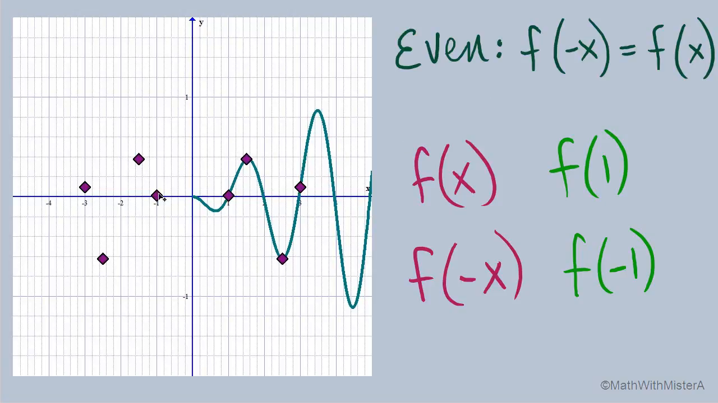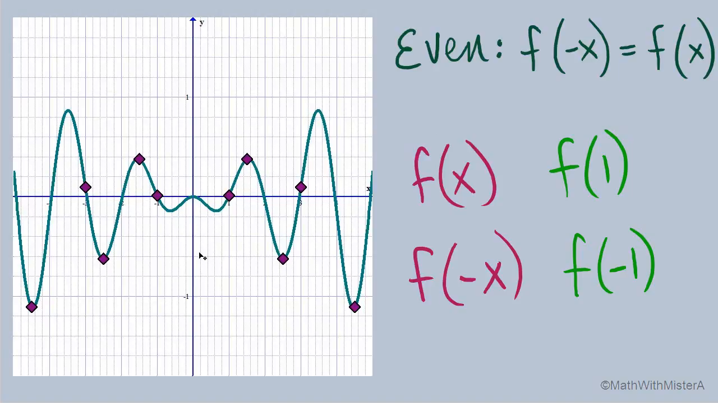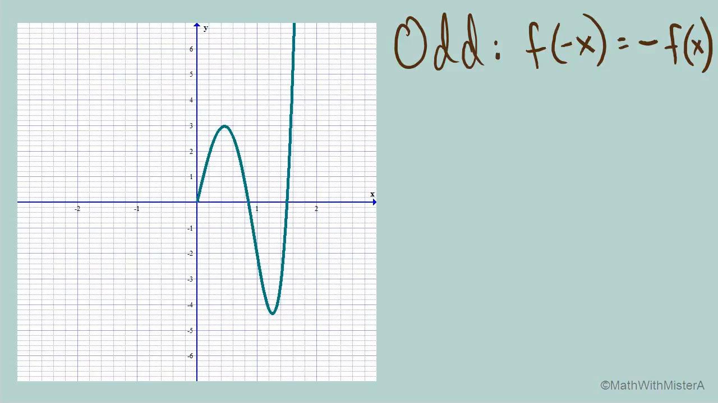So this statement, if it's true for every single point, in addition to these ones that I've selected here, so all even functions will have this symmetry about the vertical axis. And this is a result of this statement being true, that f of negative x equals f of x. Now let's look at odd functions. Odd functions will satisfy this requirement that f of negative x equals negative f of x.